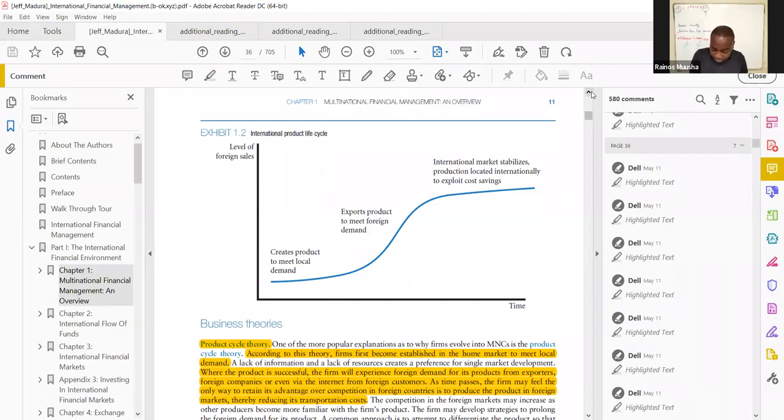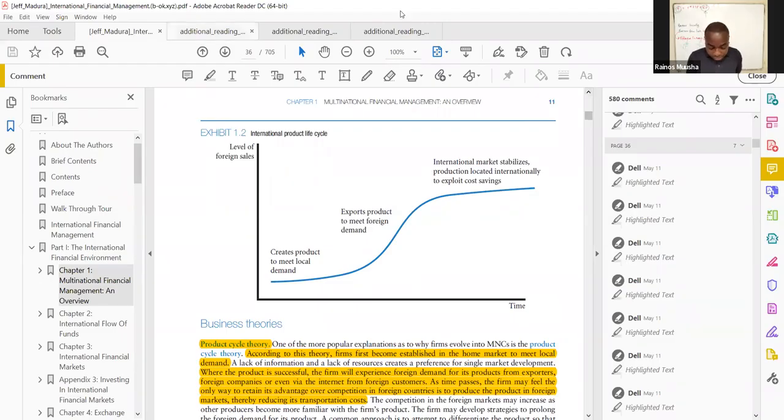Where the product is successful, the firm will experience foreign demand for its products from exporters, foreign companies, or even from foreign customers. So as time passes, the firm may feel the only way to retain advantage over competition in foreign countries is to produce the product in foreign countries, thereby reducing transportation cost.